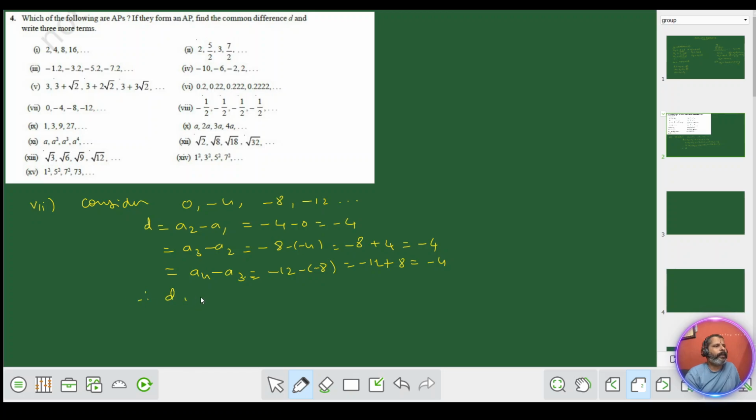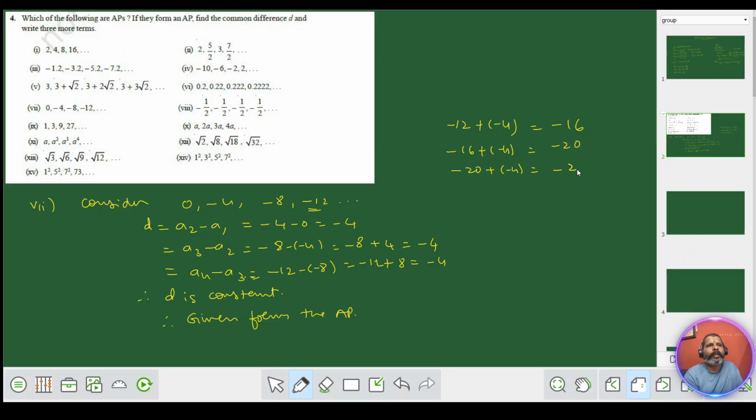Therefore, d is constant. Therefore, the given sequence forms the AP. For the next three terms, you pick the last one given in the sequence, that is minus 12. Add the d. Minus 16 will come. Take that minus 16, add minus 4, that is d. Minus 20 will come. Take this minus 20, add the d. You get minus 24.